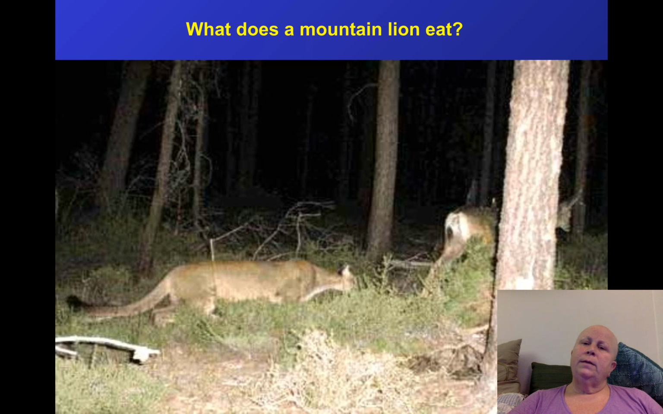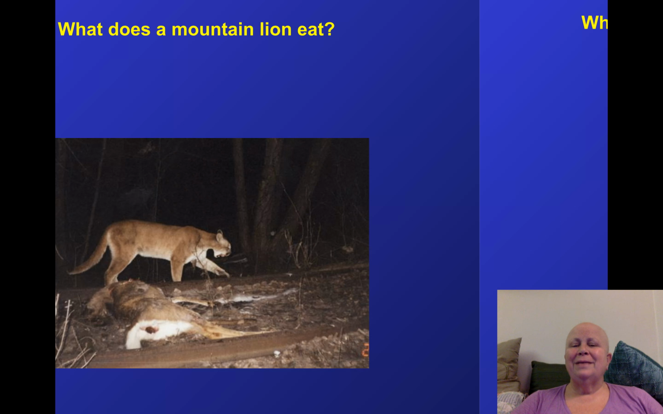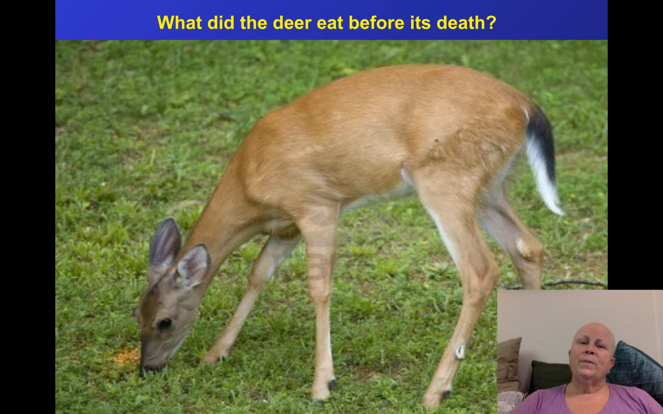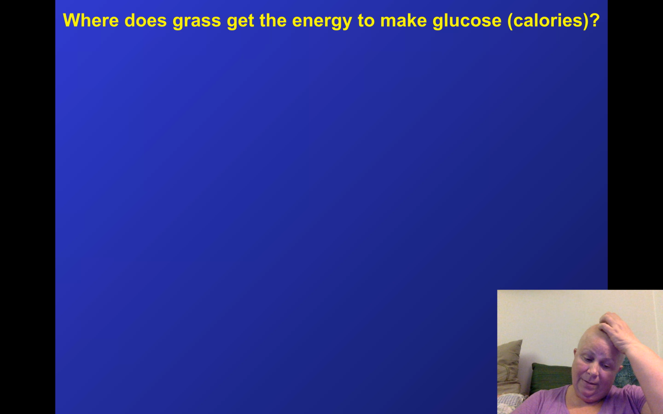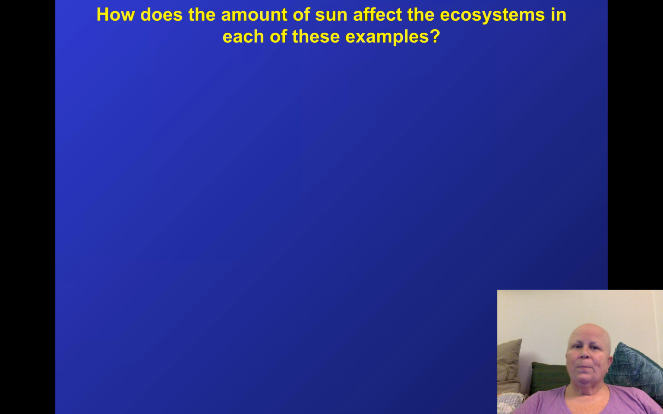Okay. Now, let's look at this from the other direction. So what does a mountain lion eat? Probably white-tailed deer is one thing. Sorry, that's a Mr. Eric photo. And so that deer, before it died, it fed on plants, right? And the grass that the deer ate to get its energy, that grass got the energy to make glucose from the sun.